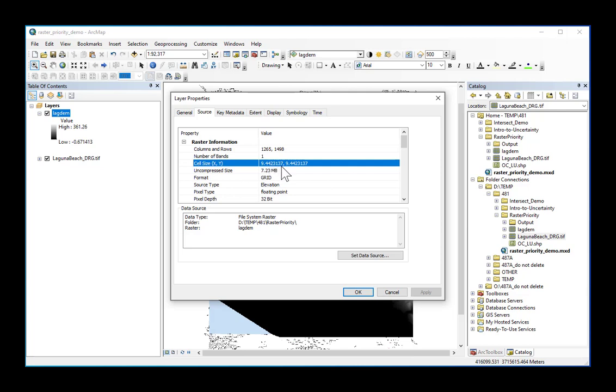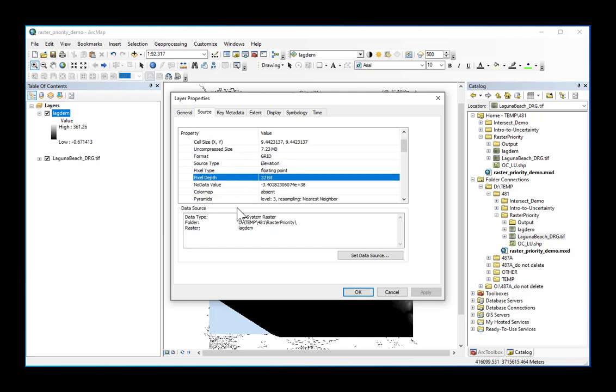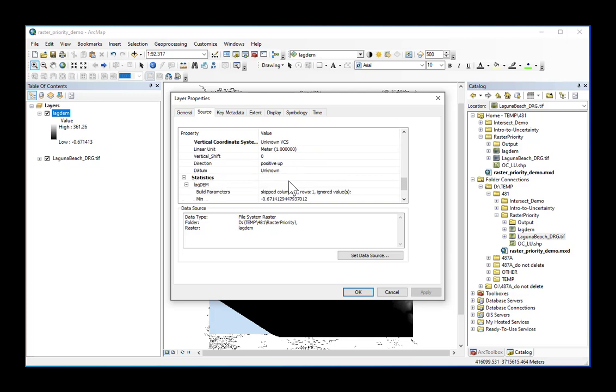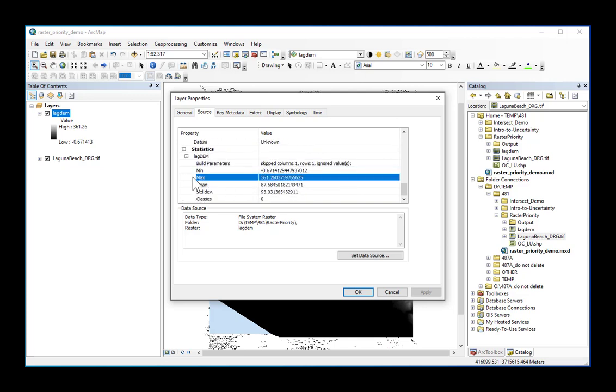9.4423137 meters by 9.442317 meters. So you multiply those by each other, and that's the area of each grid cell. It tells us what size this is. It's a floating point grid, and then you scroll down a little bit, and it has our coordinate system. So it's in WGS 84, UTM Zone 11 North, and additionally, it gives us general statistics for the grid.